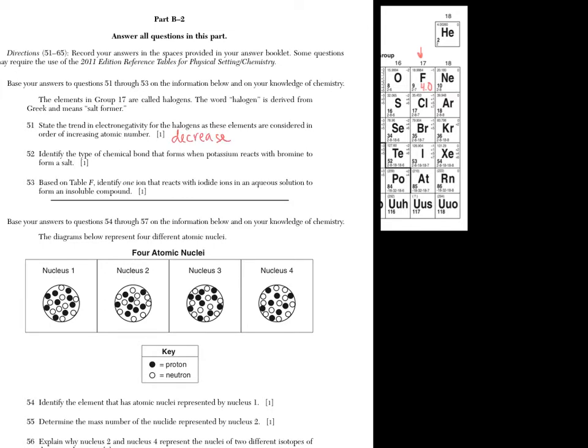All right, identify the type of chemical bond that forms when potassium reacts with bromine to form a salt. Okay, so potassium is K, and then bromine is Br. Together, well, they're ions, will make KBr, potassium bromide. So when you combine a metal with a nonmetal, that type of bond is ionic. They usually make salts. Salts are typically ionic compounds.